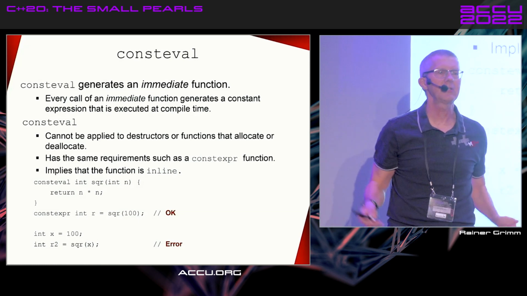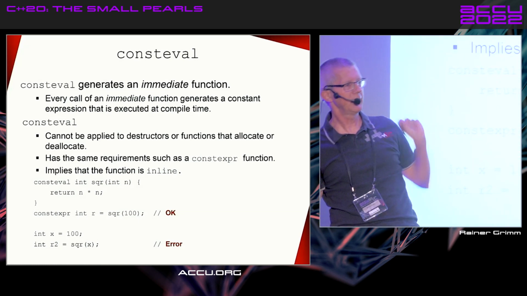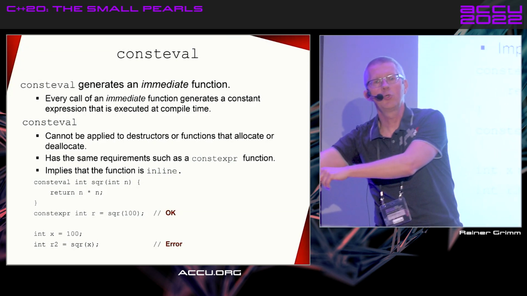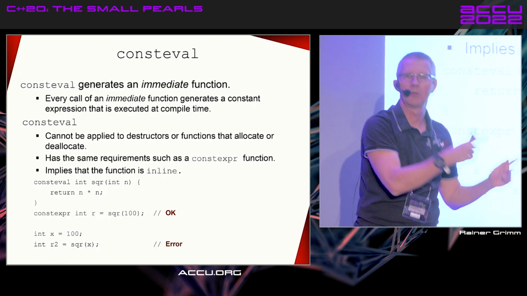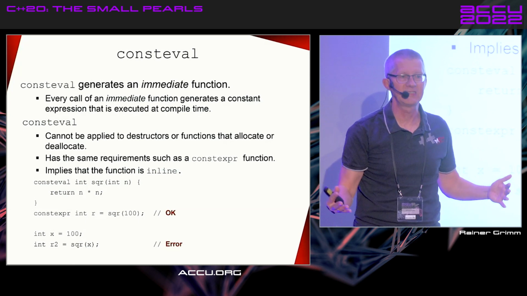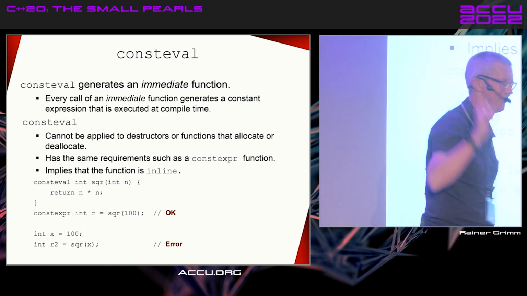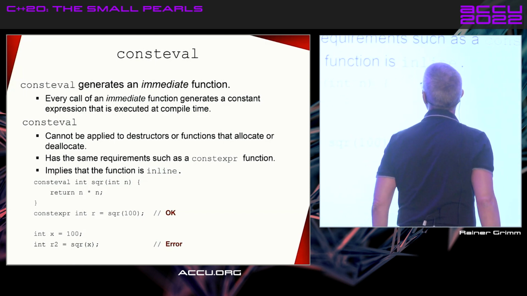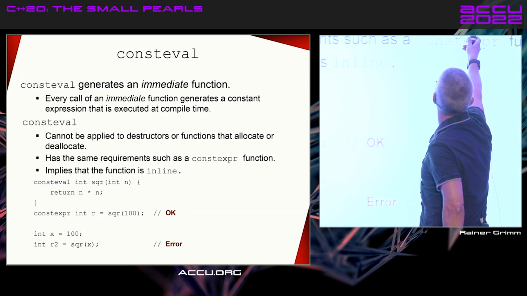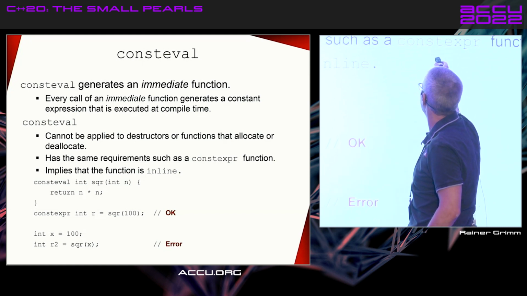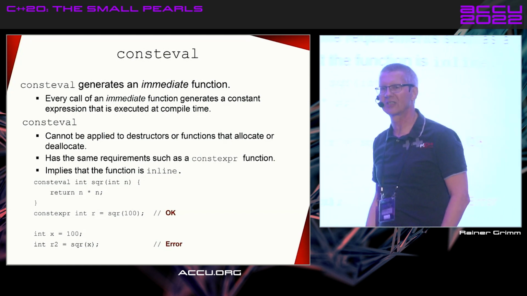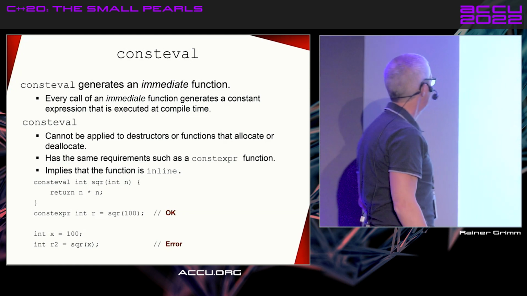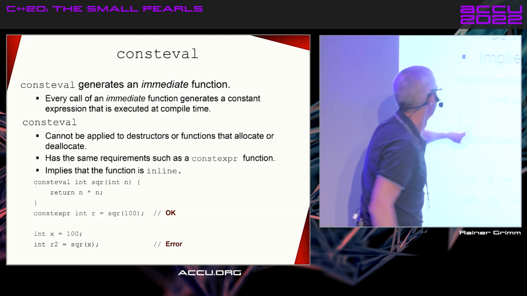We have 3 different kinds of functions. We have the usual function only running at runtime. A constexpr function could run at compile time, could run at runtime, and now we have consteval, only compile time. Okay. You cannot apply consteval to a destructor. A function which allocates has the same requirements as constexpr I mentioned in C++14, not in 11. And here you are. Have a look.